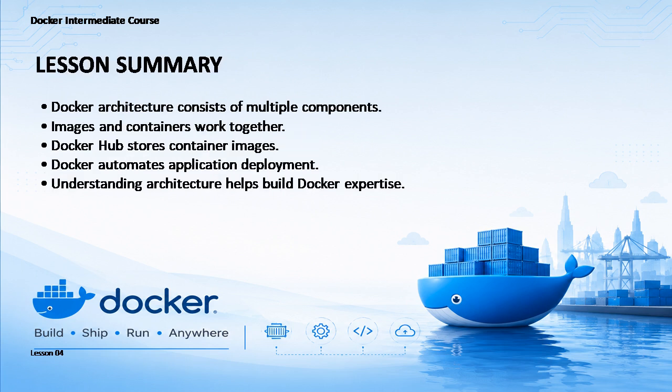Lesson summary. Docker architecture consists of multiple components. Images and containers work together. Docker Hub stores container images. Docker automates application deployment. Understanding architecture helps build Docker expertise.